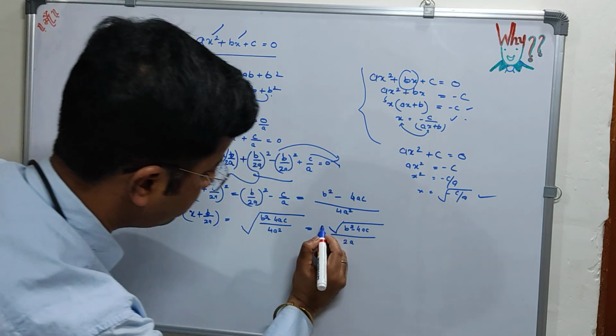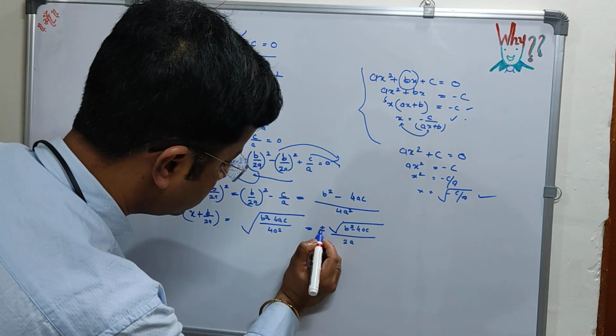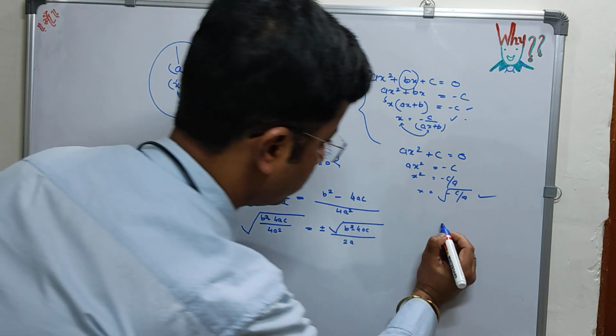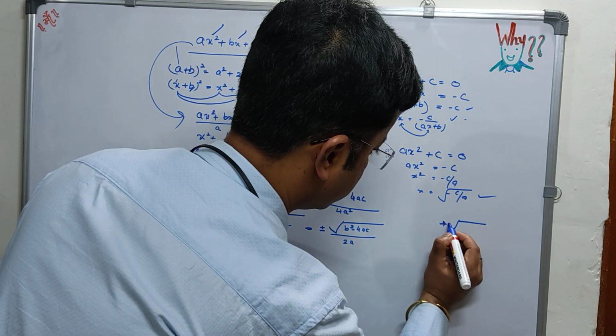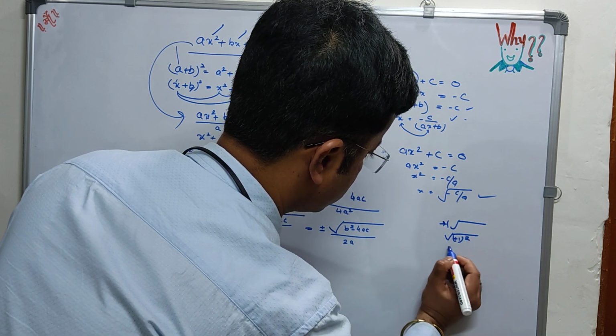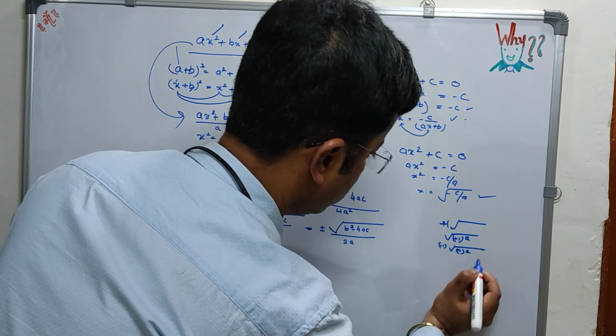Now this can be written plus minus. Why do we write plus minus? Because if plus 1 is there, then when it goes inside, it is plus 1 whole square. Like if we write here root under something plus 1, then it means plus 1 whole square. If we write minus 1, then it is minus 1 whole square.